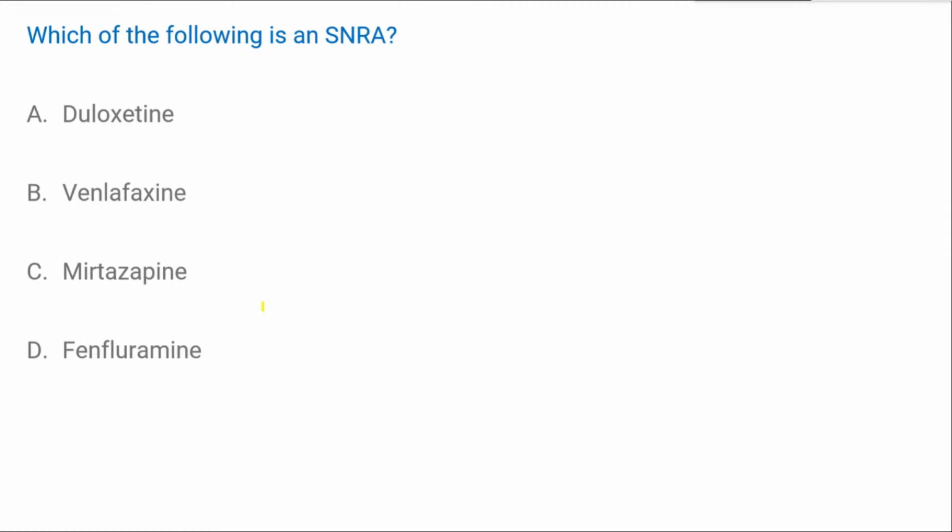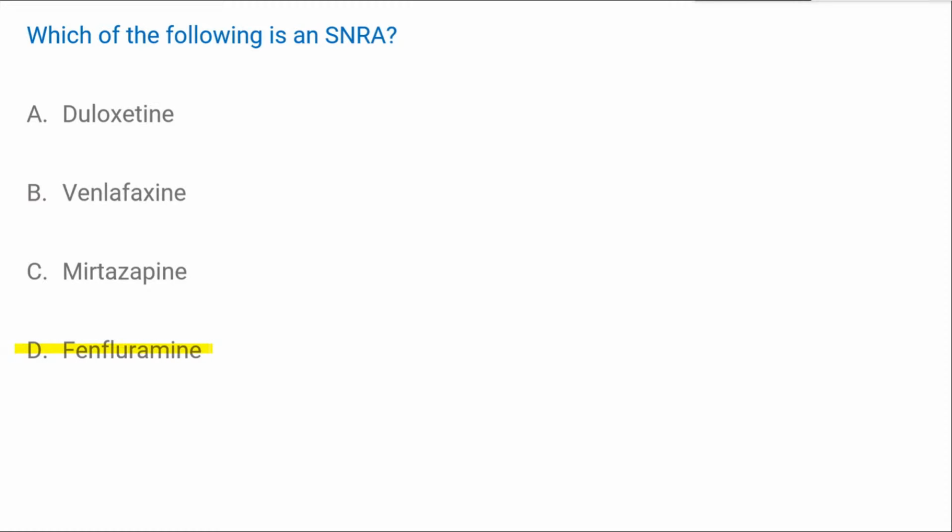Can we move on to the next question? The next question is a direct question of pharmacology, but we have to correctly identify what class of drugs they want. Which of the following is an SNRI? The options are duloxetine, venlafaxine, tazepam, and fenfluramine. Okay. The correct answer is D. I'll tell you why.